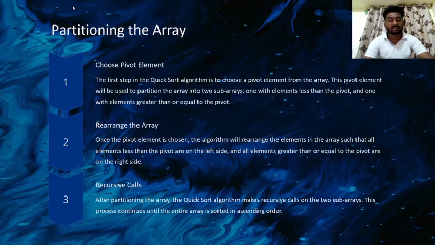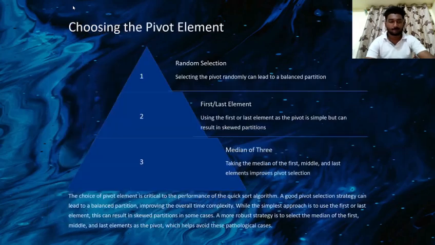Second is rearrange the array. Once the pivot element is chosen, the algorithm will rearrange the elements such that all the elements less than the pivot are on the left side and the elements greater than or equal to the pivot are on the right side. Third one is recursive calls. After partitioning the array, the quicksort algorithm makes recursive calls on the subarrays. This process continues until the entire array is sorted in ascending order.